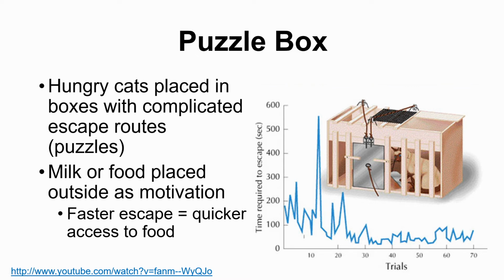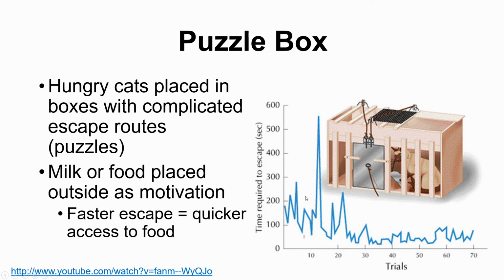Sometimes they involved latches or levers or buttons or whatever. So these had complicated escape routes that he called puzzles, hence the name puzzle box. So these cats would have to escape from this box. And as motivation, Thorndike would place either milk or food outside of the box so that when the cat escaped, they quickly got food and nourishment, which was very motivating to these hungry cats.